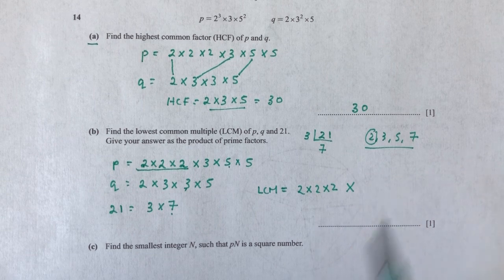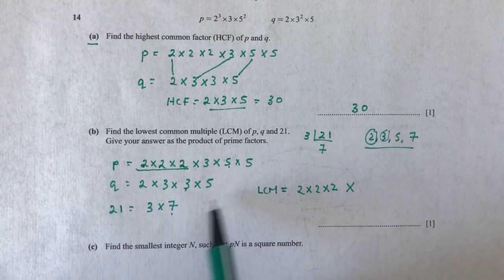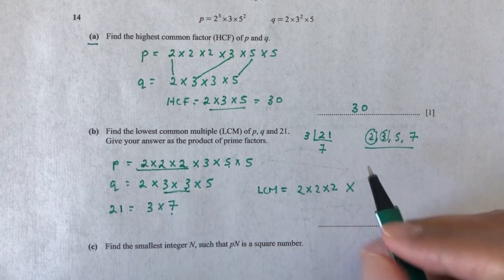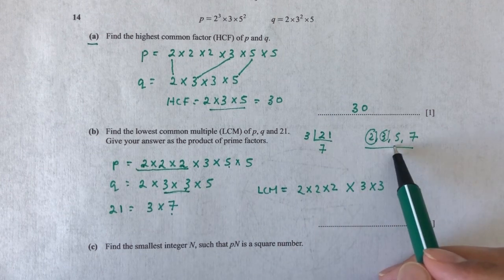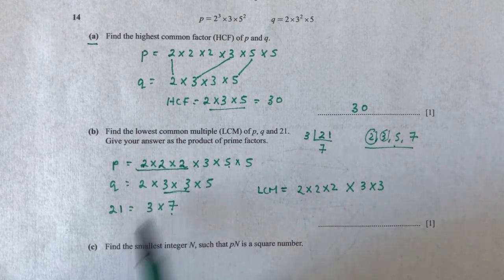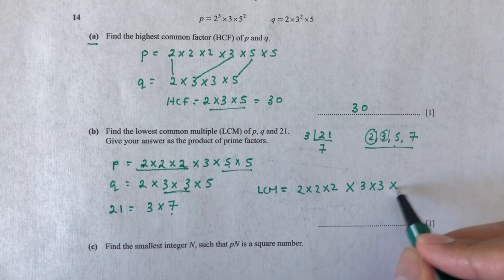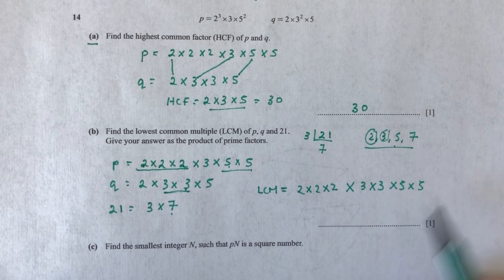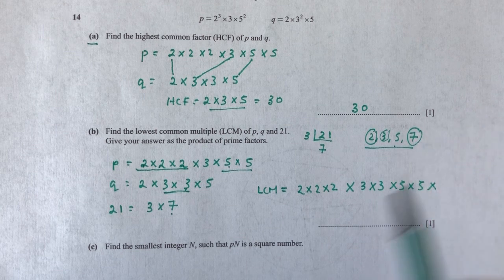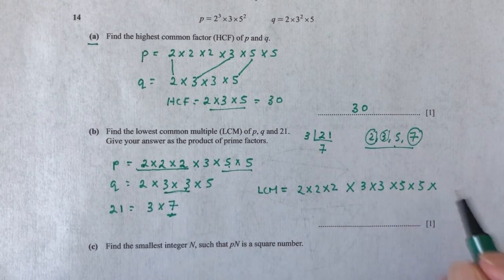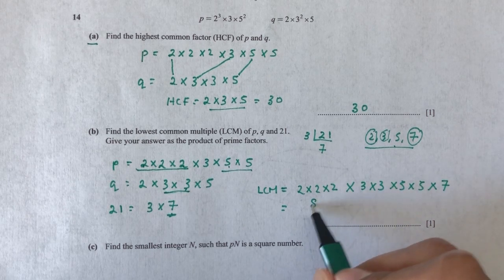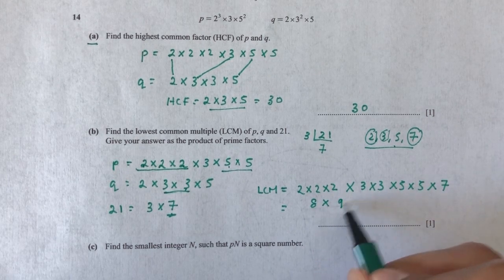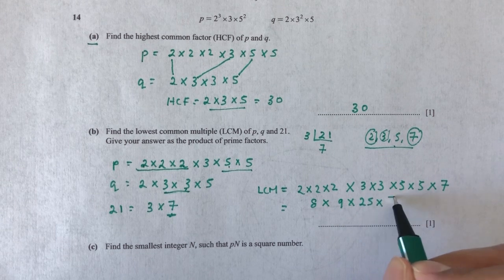Times, continue. Moving on to number 3, where does it occur the most? We can see here, we have 3 times 3. And the next one, 5. Where do we have the most 5s? In here. So 5 times 5. And 7 for the last one. Where does it occur the most? Only here. Times 7. Okay, so now we have to simplify. So this is 8 times 9 times 25 times 7.